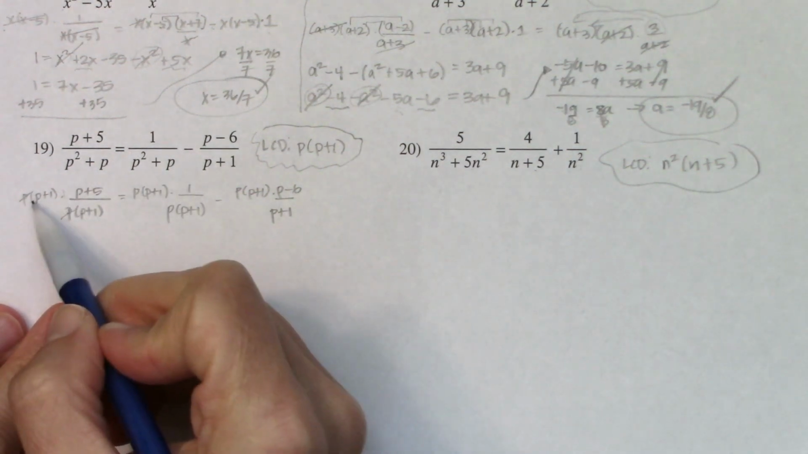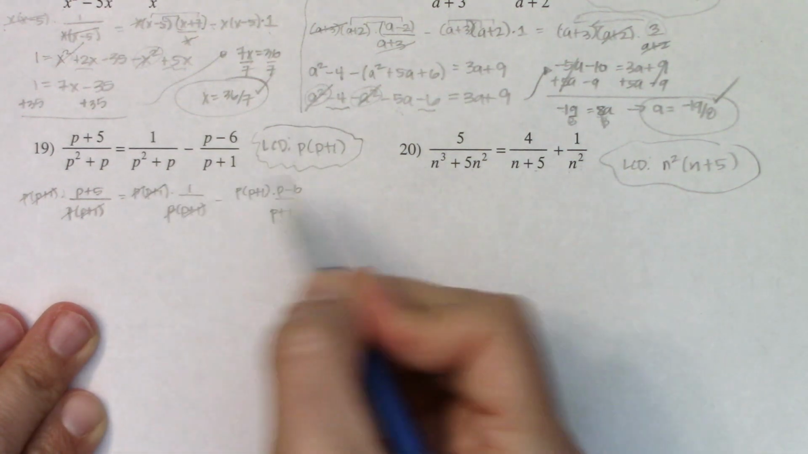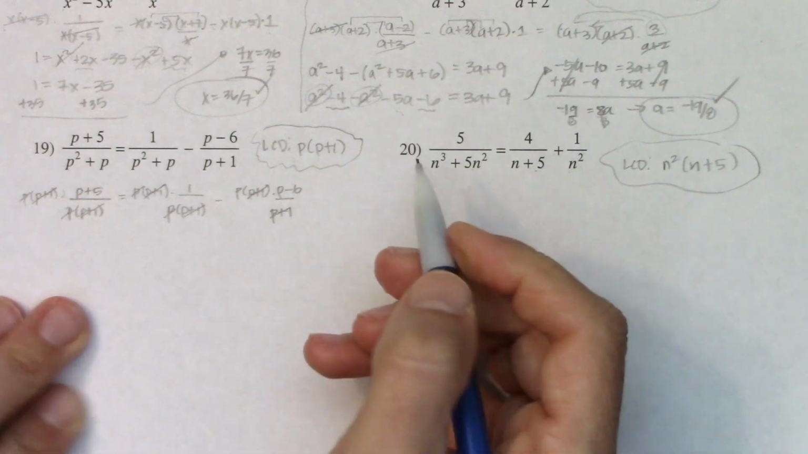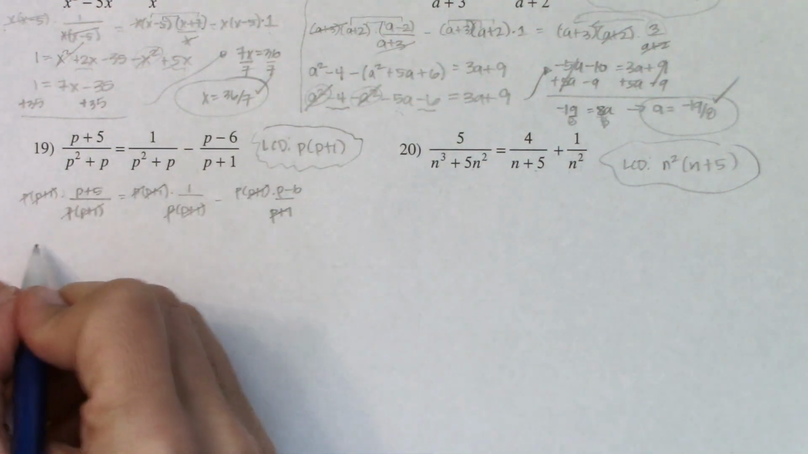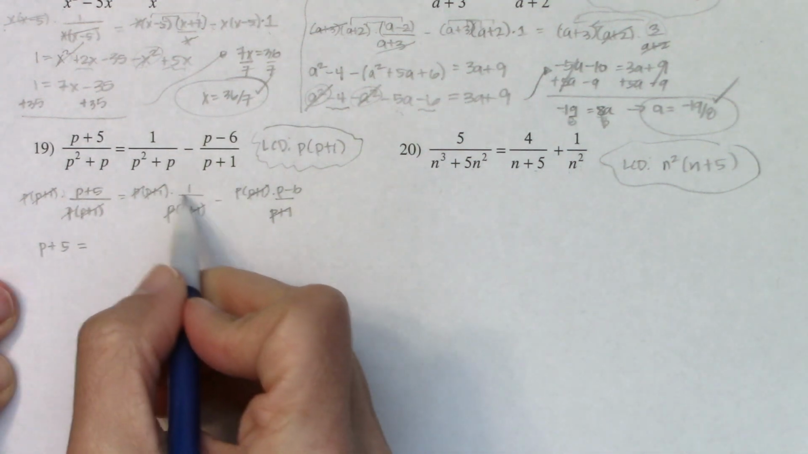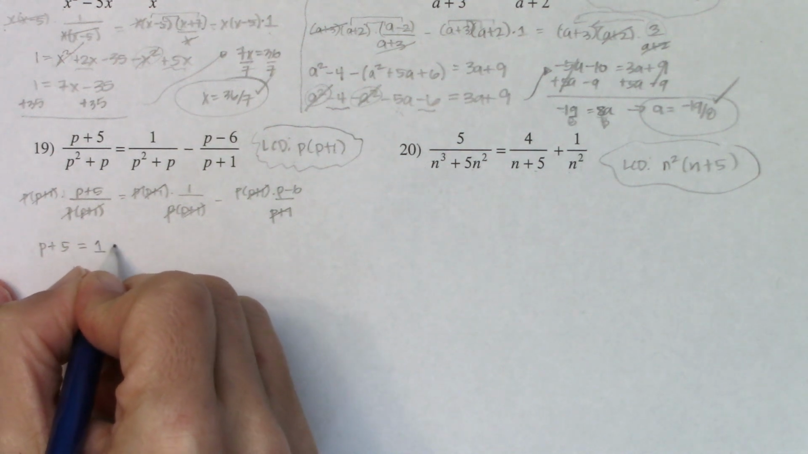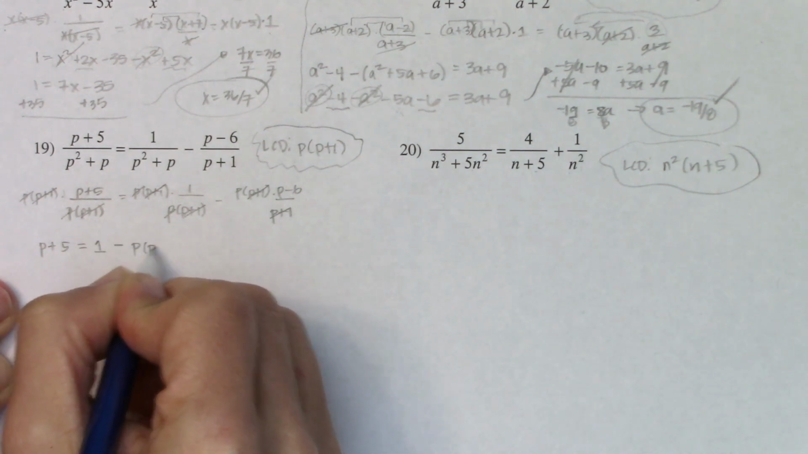The P's go, the P plus 1's go. The P's go, the P plus 1's go. The P plus 1's go. All right, so let's see what's left. Over on the left side, I'm going to have P plus 5. So far it's linear. On this side, I'm just going to have a 1, and then I'm going to subtract out P minus 6.